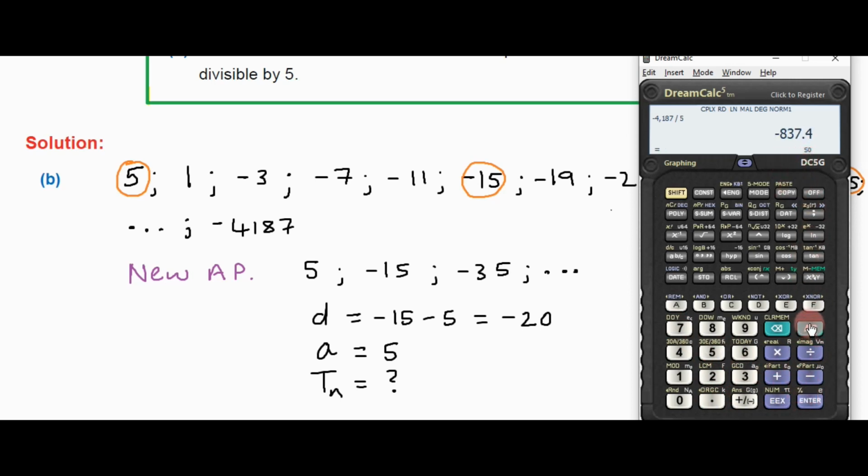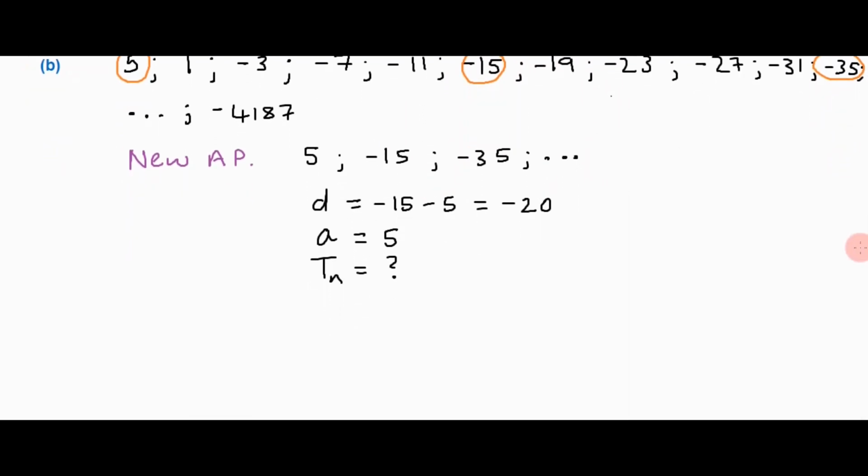So it's not divisible by 5. We want to find out which is the last term in the original sequence divisible by 5. So we start with the last term. We know the common difference is negative 4. To get to the second last term, we add 4 to the last term. So minus 4187 plus 4 will be minus 4183. And we can check on the calculator to see that this is not divisible by 5.